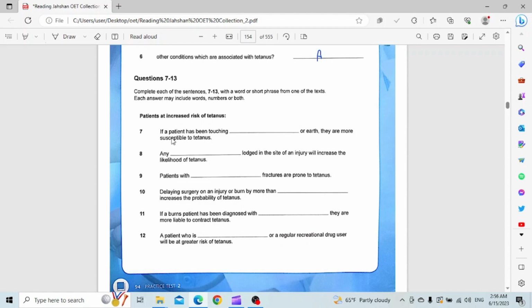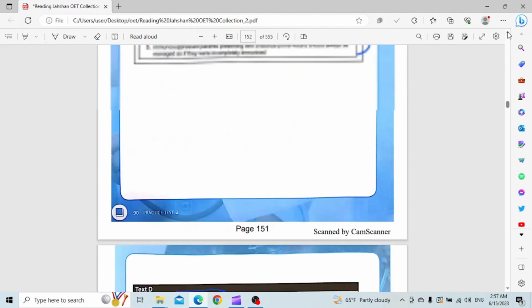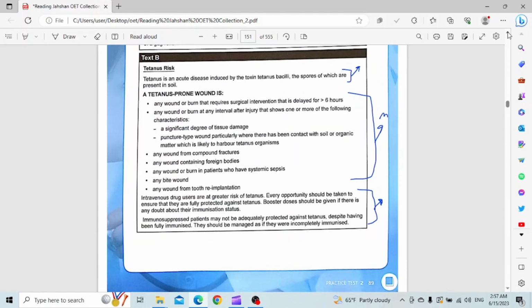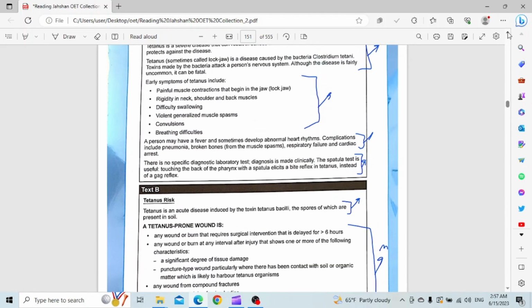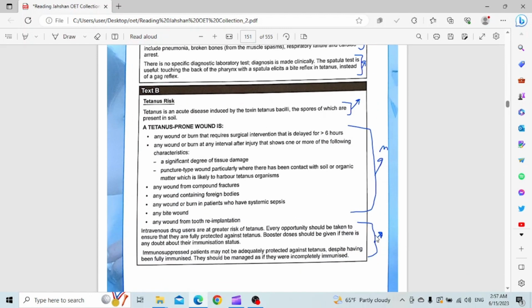As an example: if a patient has been touching wood or earth, they are more susceptible. So this is about risks, and risks are mostly in part B. So touching wood or earth, they are more susceptible to tetanus. Let's see. I told you it's in B. Of course, you will be much faster in the real practice because you have to print the material so you can practice more efficiently. But as I told you, I will look for earth or a synonym of it.